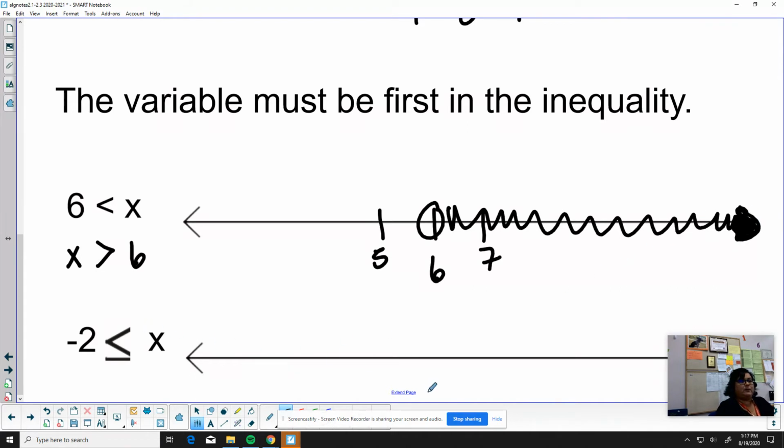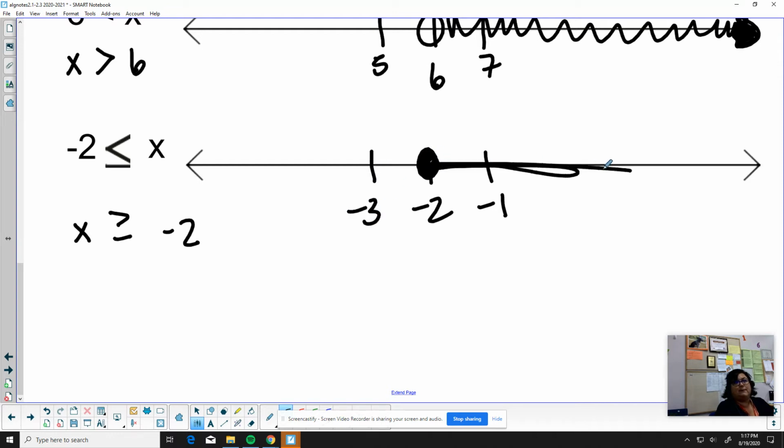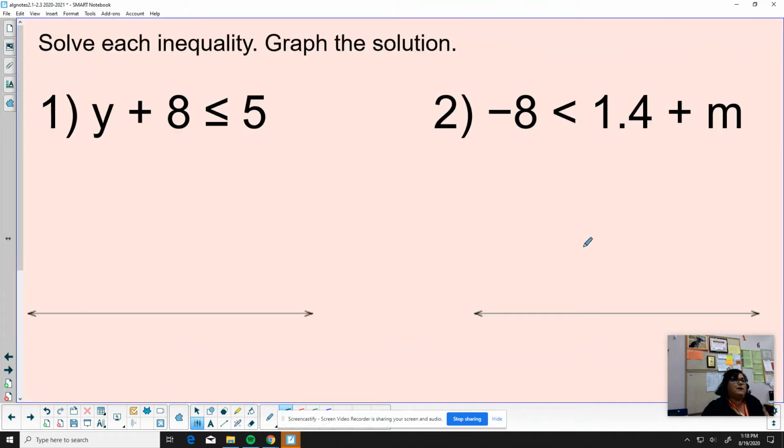Okay, and then down here, this last one, I'm going to switch their positions again. I'm going to switch the inequality symbol to be greater than or equal to instead of less than or equal to. So in the center is -2, bigger is -1, smaller is -3. It's closed. And again, I'm shading to the right and coloring in that arrow, signifying that it's all the numbers bigger than -2.